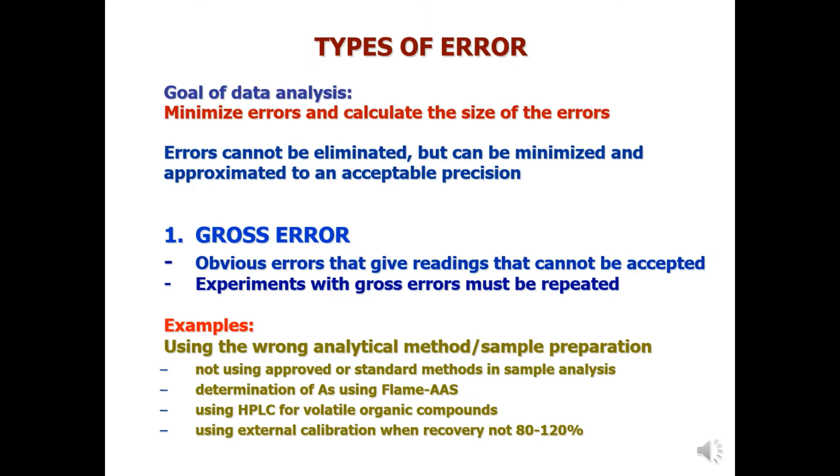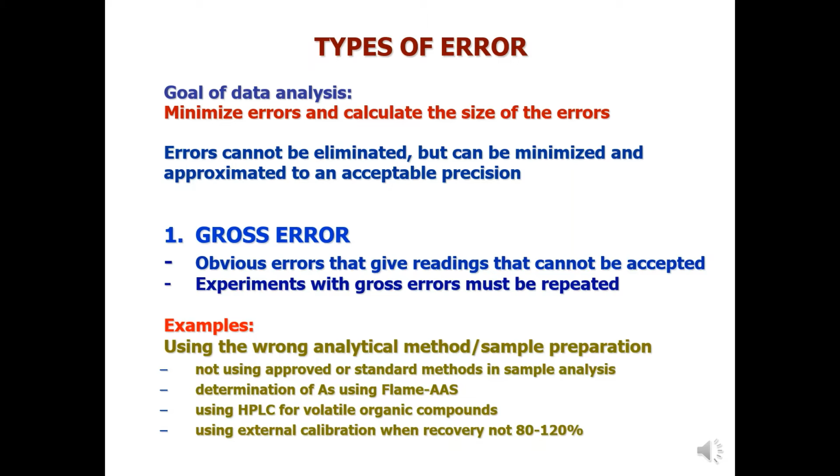So you are now trying to determine volatile organics, and you use HPLC because you see someone using it. Now again, it's the wrong technique. HPLC is for high boiling point organics, whereas GC is for volatile ones. You are using the wrong analytical technique.